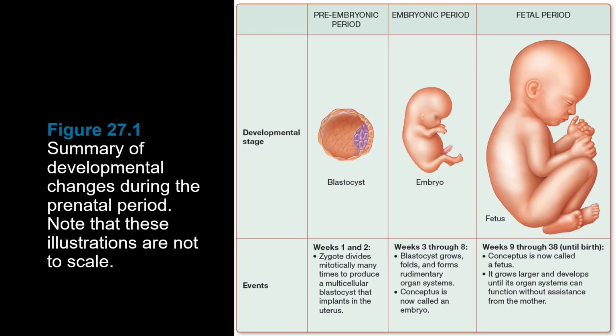Here you can see the pre-embryonic period, the embryonic period, and the fetal period with their corresponding conceptus structures. We have the blastocyst in the pre-embryonic period, the embryo in the embryonic period, and the fetus in the fetal period. And again, a small blurb at the bottom about what happens in each event.